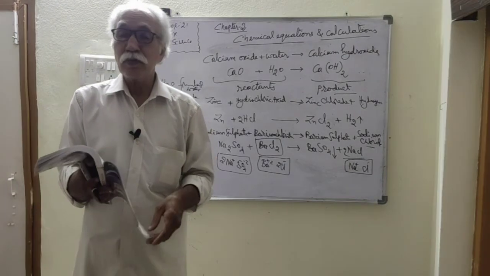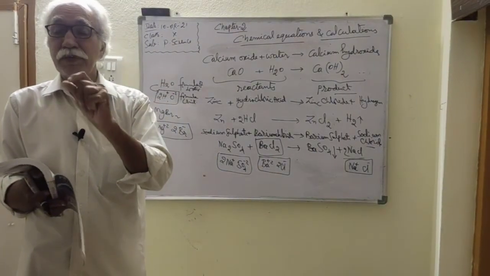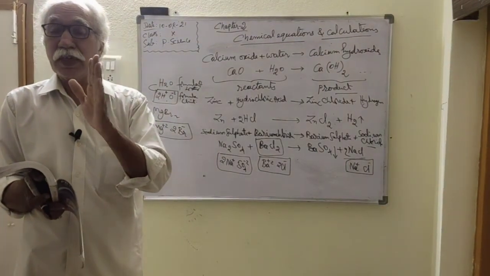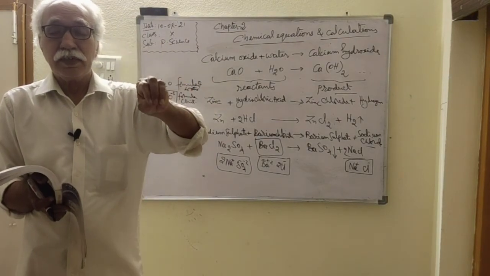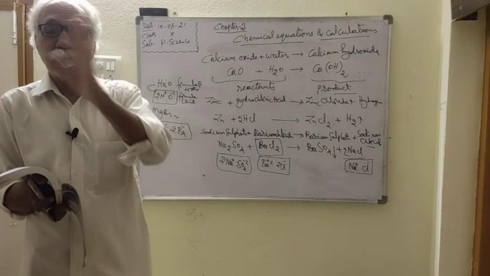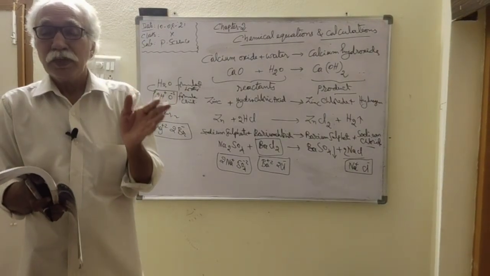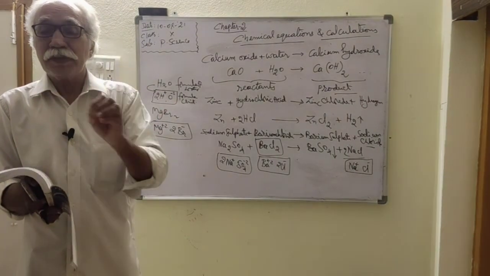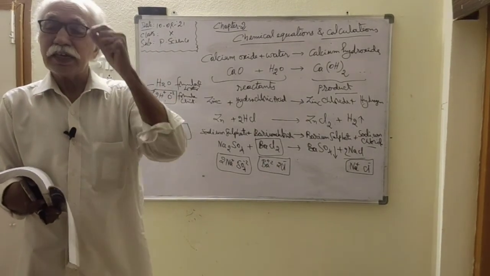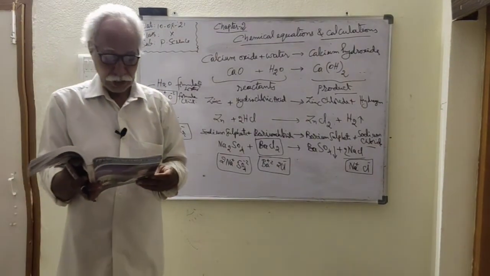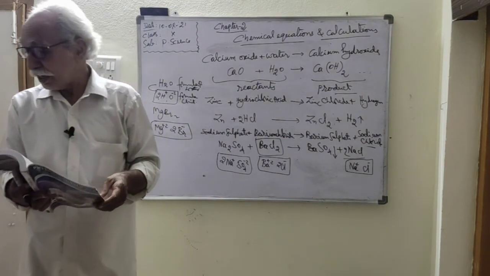Last one is we have to verify the equation. Verification means we have to verify how many atoms of each element are present in the reactant side and the product side. Are they equal or unequal? You have to verify. If they are equal, good. If they are not equal, then you have to make them equal in the second step again. These are the 4 steps.